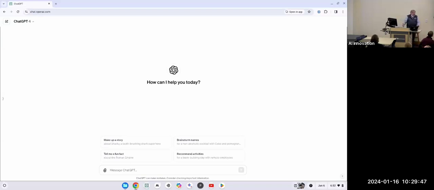But the advanced version, it's $20 a month. It is noticeably better than the free version. And this is what I tend to use in my tool set. So it looks like a Google search, right? It's got a simple box that asks you to message ChatGPT. And so I'm giving you a quick demo.